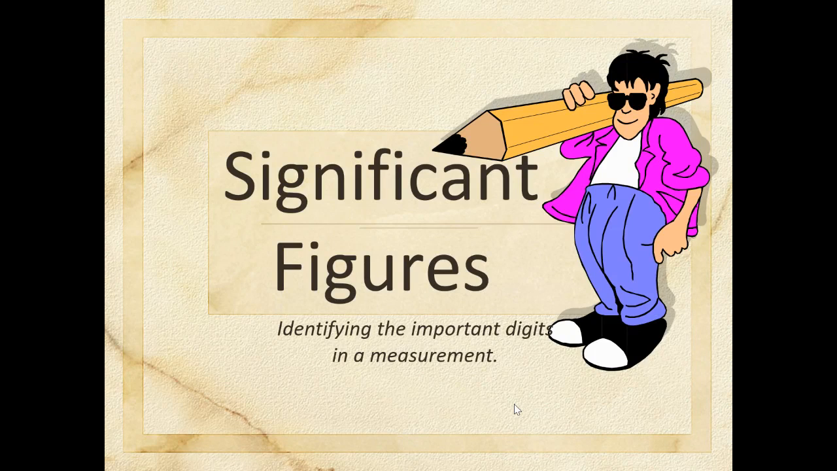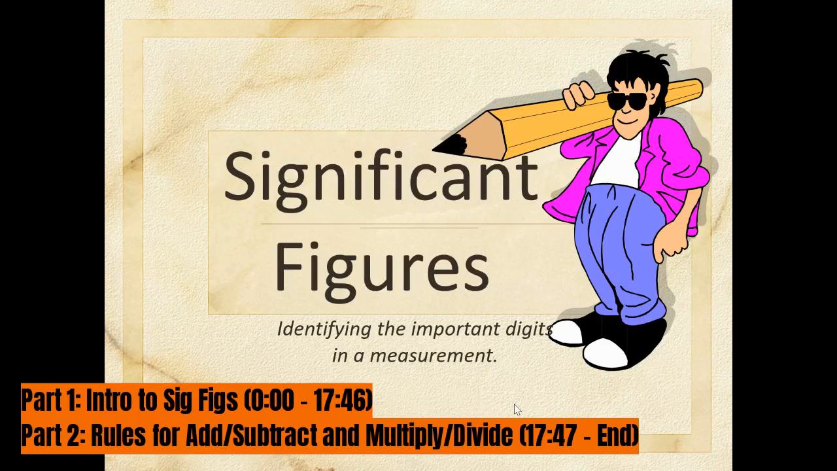All right, so we are going to discuss significant figures. This is really just helping us identify the important digits in a measurement. This is going to help us later down the line when we are working with scientific notation, which is another important concept in science.